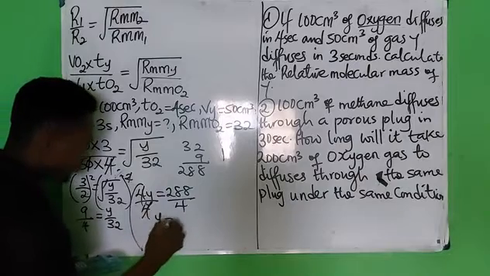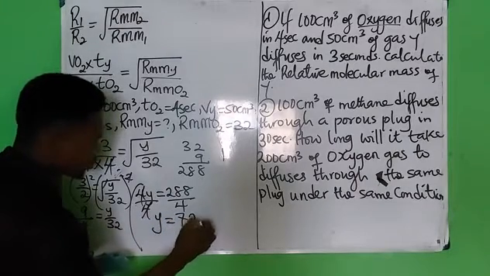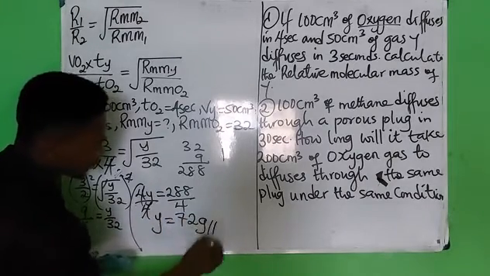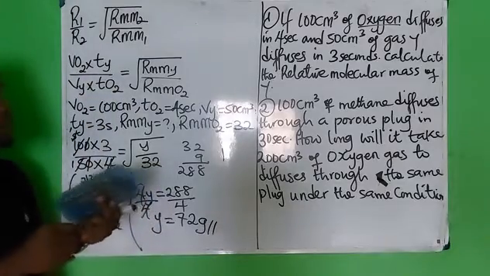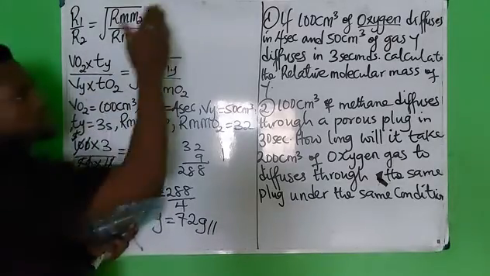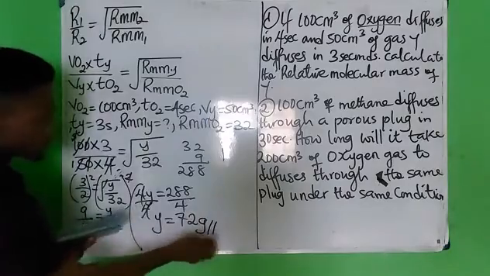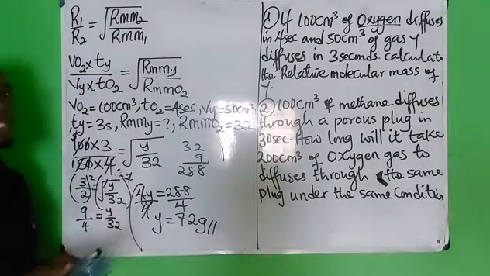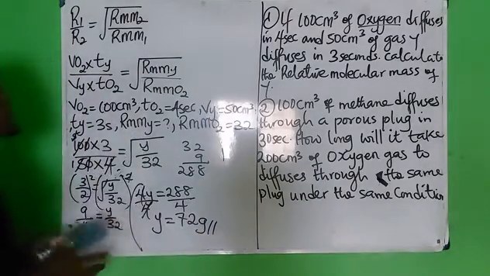Y therefore becomes 72 grams, which means that the relative molecular mass of Y from the question is 72 grams. Very, very easy. So this is number 1.